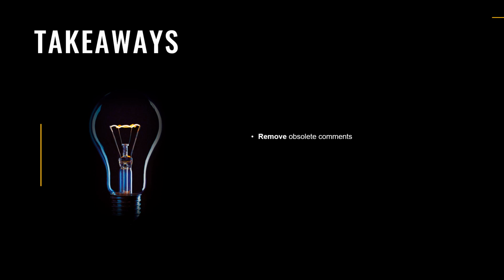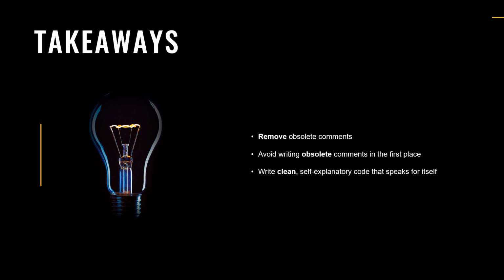Instead of updating obsolete comments, it is generally better to avoid writing them in the first place. To ensure that your code is easy to understand and maintain, avoid writing comments that may become obsolete and review any necessary comments regularly to ensure their accuracy and relevance. Always try to write clean, self-explanatory code that speaks for itself.